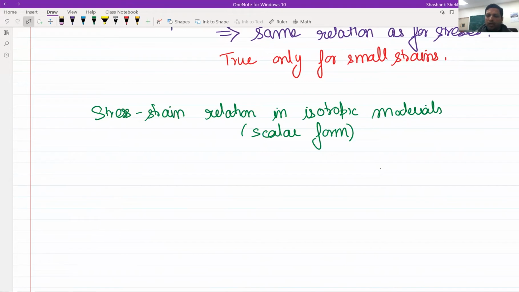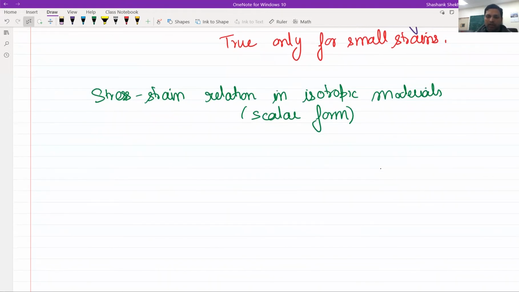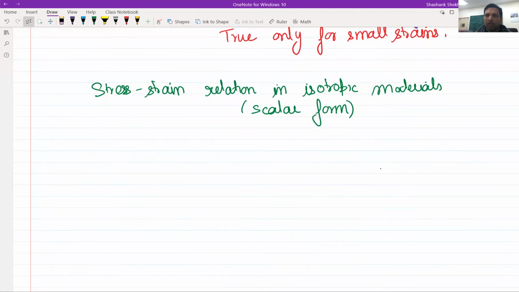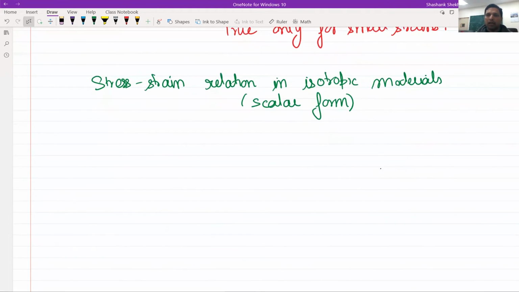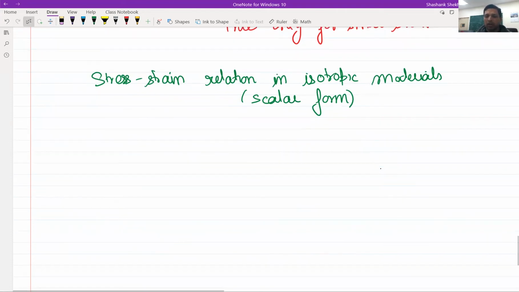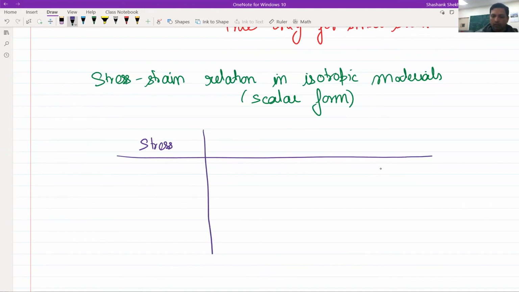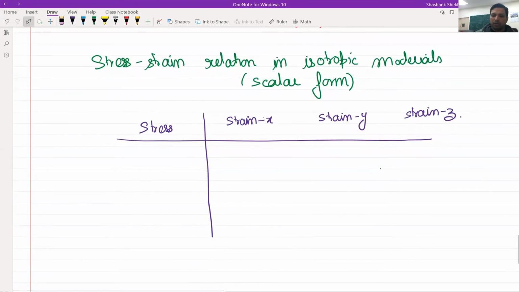Okay, so we know that there are sigma x, sigma y, sigma z, which are acting on a material. And because of that, there will be normal stresses on that. We also know that there will be shear stresses acting on it, and there will be shear strains taking place in the material in response to that. So we will look at their scalar relation. First, let's look at the normal stresses. So let's say these are the stresses that are acting over here, and the strain in the x direction, strain in the y direction because of the normal stresses, and strain in the z direction because of the normal stresses.